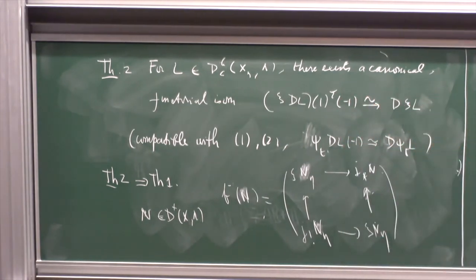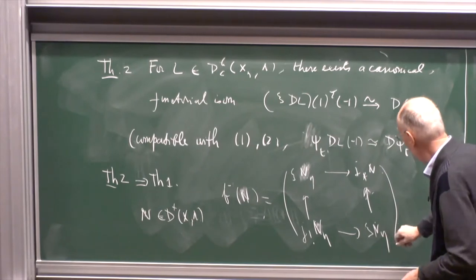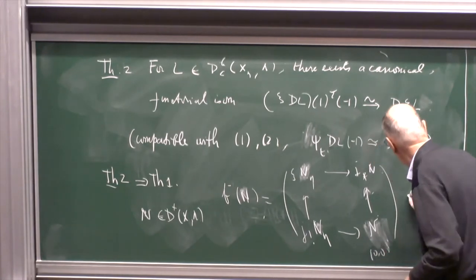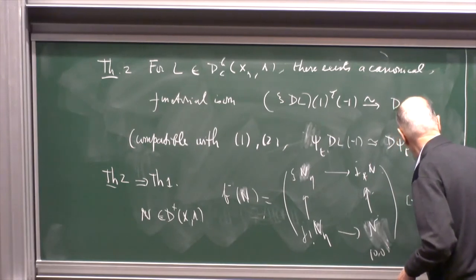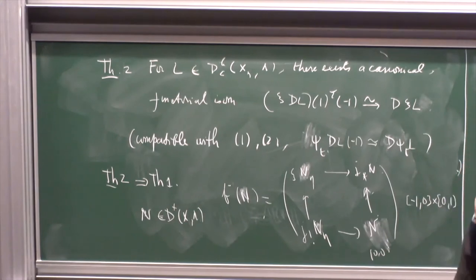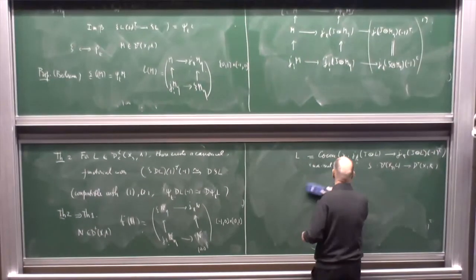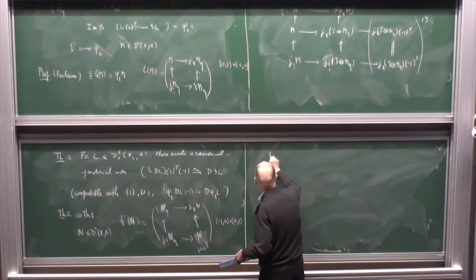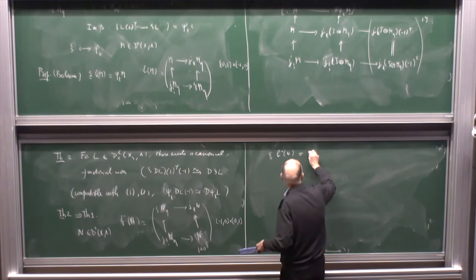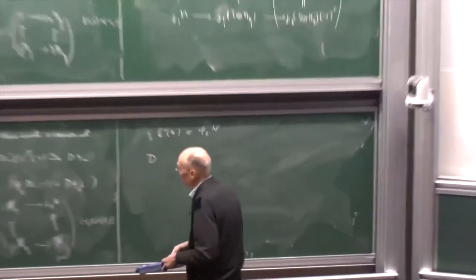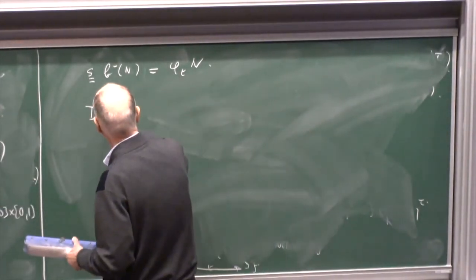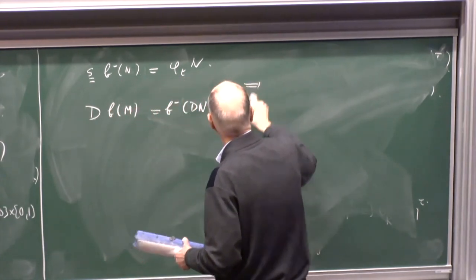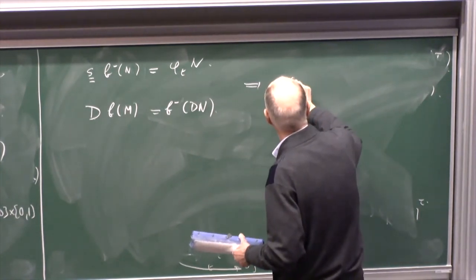Then, I will still put N in degree 0, 0, so this will be now in degree minus 1, 0 times 0, 1. Note, before I do that, note that again B minus of N is the duality of N. Now, duality exchanges the B and the B minus, so the D of B of M is B minus of DM, and then you get the result, Xi.